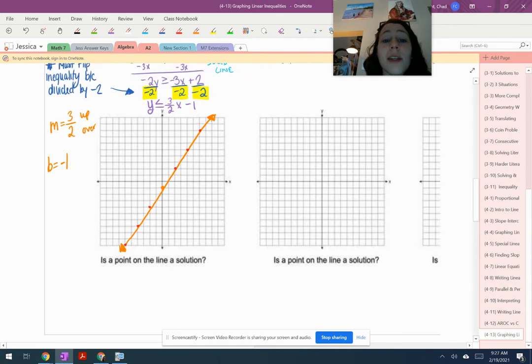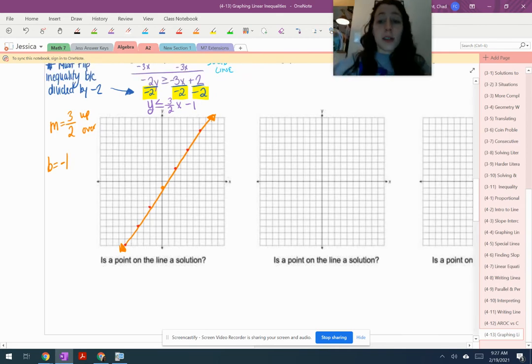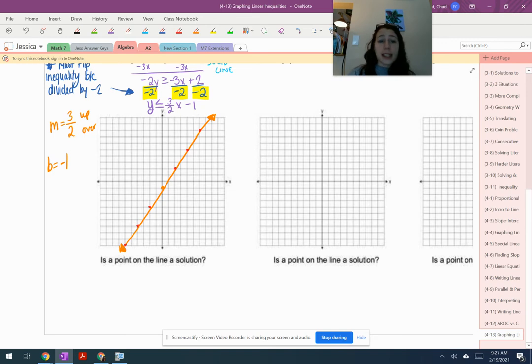And so now this is the shading part. This is the tricky part, really. If you read that inequality, it says that y is less than or equal to the line, right? That's what that 3/2 x minus 1, that's the line. So y is less than or equal to that line.